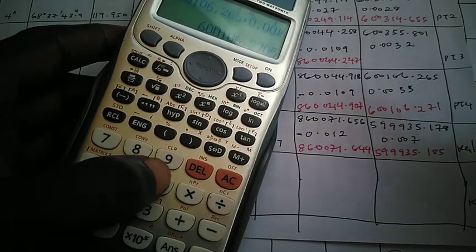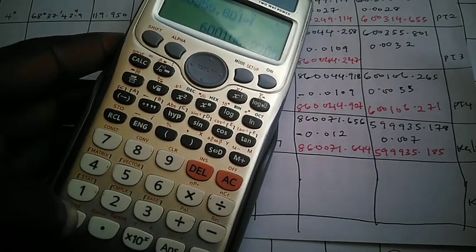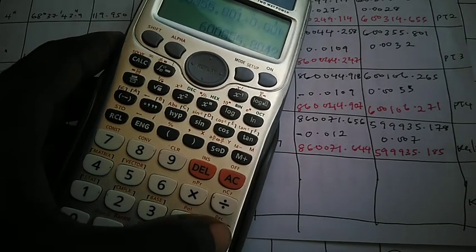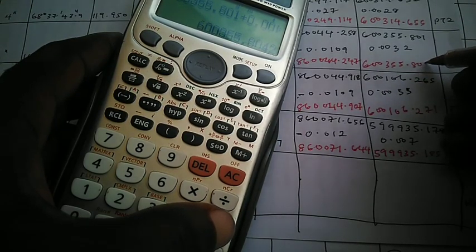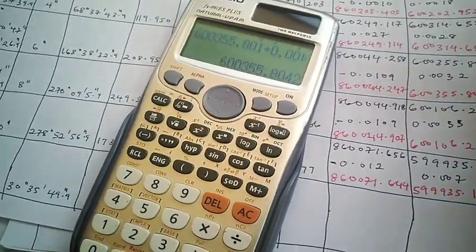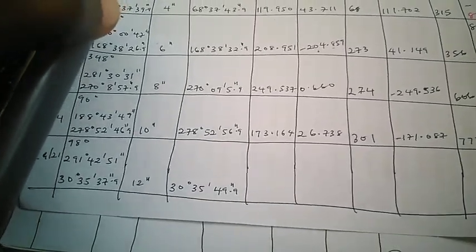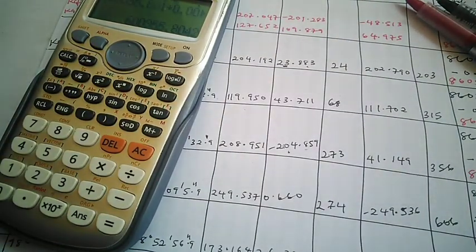I missed a point here. We have 600,355.801 plus 0.0032. So we have 600,355.804. So you can see that this computation is very simple. This brings us to a very good end of forward computation, or let's say traverse computation. So far we've been able to share a lot of things, and the videos are there on the channel, which you can always refer to and give yourself the best explanation you need.